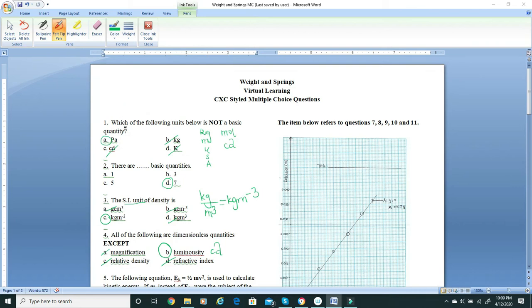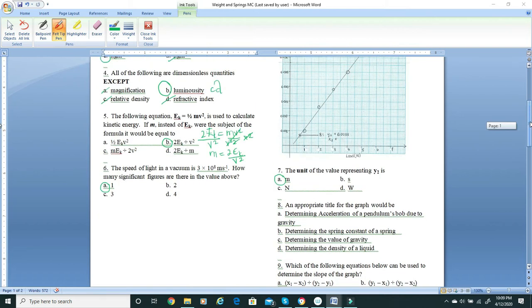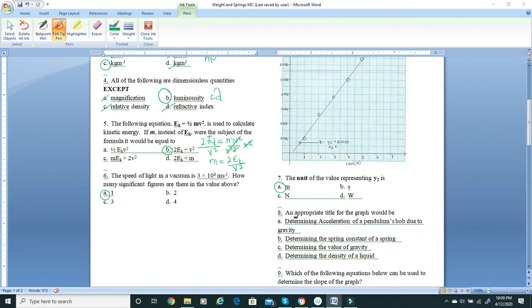Right, so you can see the extension right there. Okay, then it says an appropriate title for the graph would be... Now if you have extension, any graph that has extension in meters against load in physics would automatically be explaining the spring constant of a spring. So you already know it wouldn't be the acceleration of a pendulum, it wouldn't be the value of gravity, and it wouldn't be density. And you always have to look at the units here.